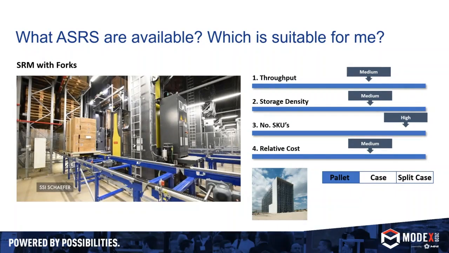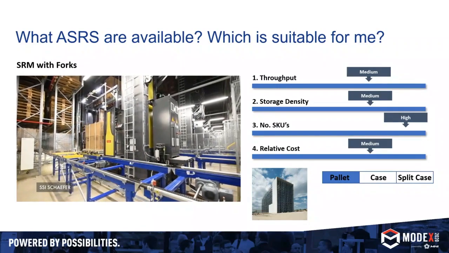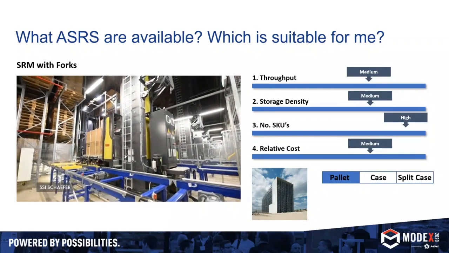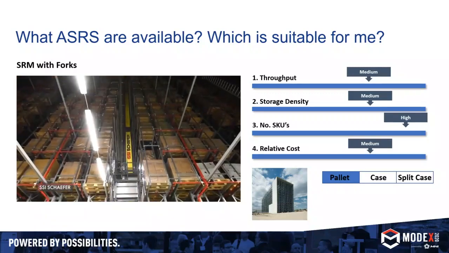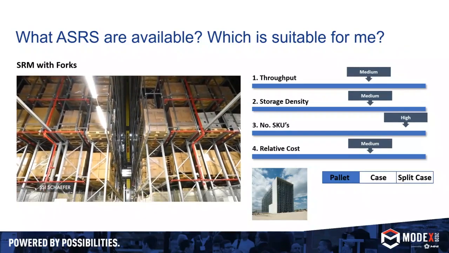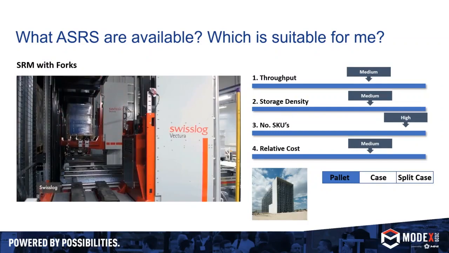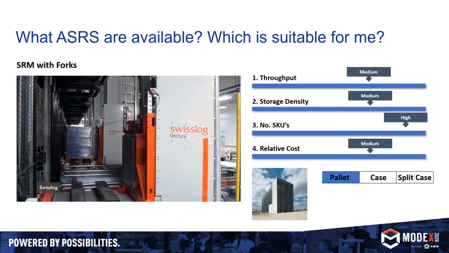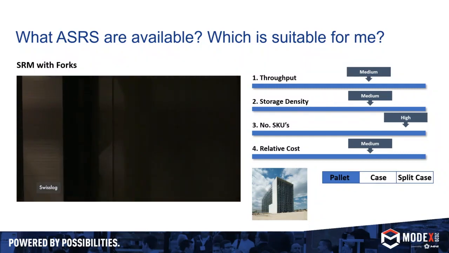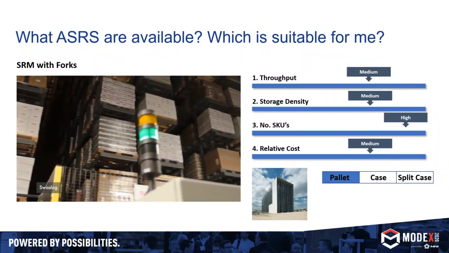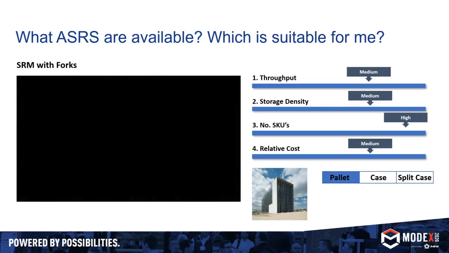And typical uses of full pallet storage, so you might do full pallet dispatch. It might be a pallet storage which then feeds a case buffer. It may then also be used to replenish pick slots. So you can see there the performance metrics, relatively speaking, compared to other ASRS technologies. The throughput, we would say, is medium. So about 20 to 30 pallets per hour per aisle is typical for an SRM.